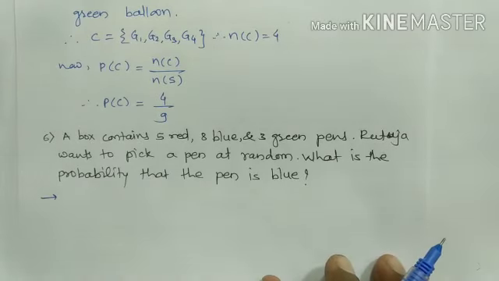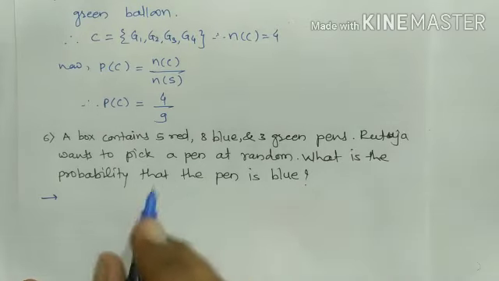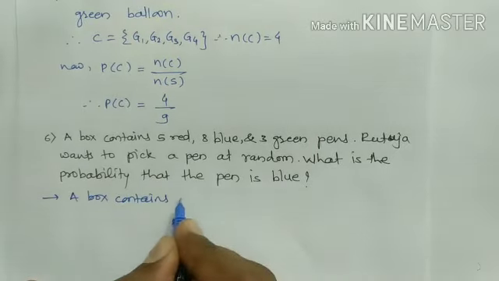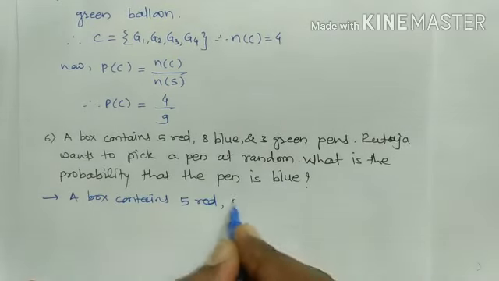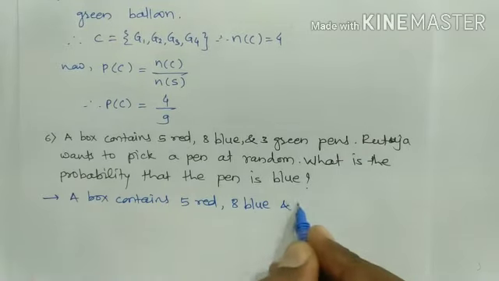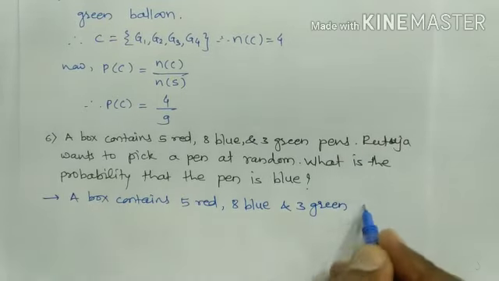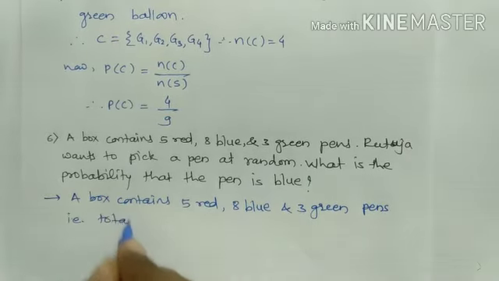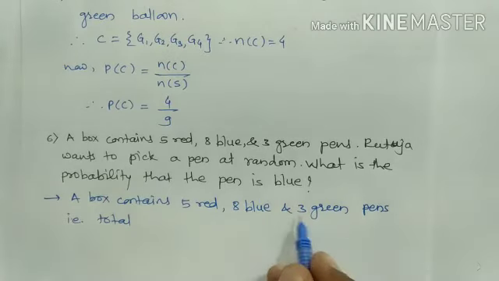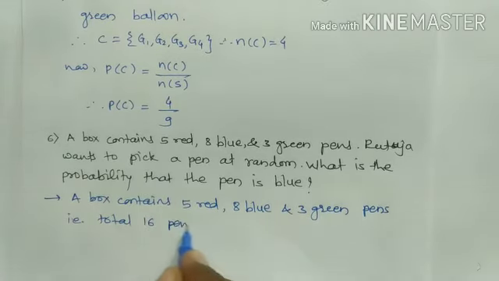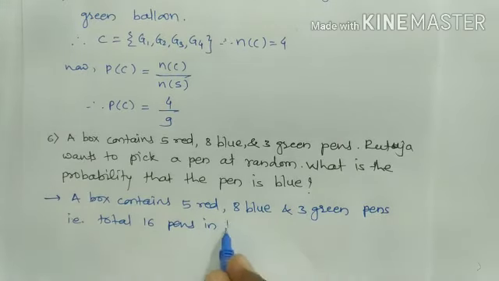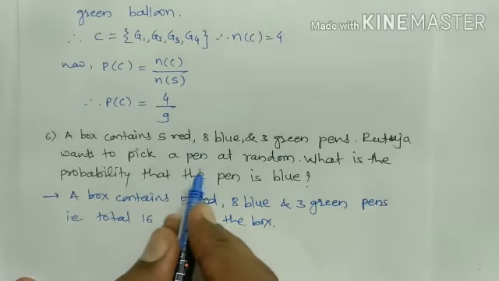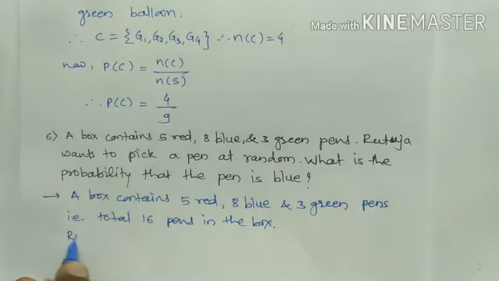First we write the sample space or number of sample points in the sample space. Here a box contains 5 red, 8 blue and 3 green pens. That is total how many pens? 5 plus 8, 13 plus 3, 16 pens in the box. And Rutuja wants to pick a pen at random. This is the random experiment.